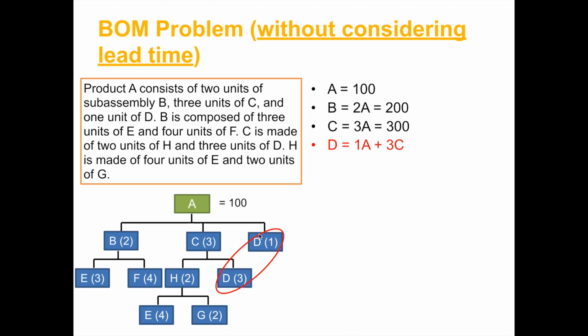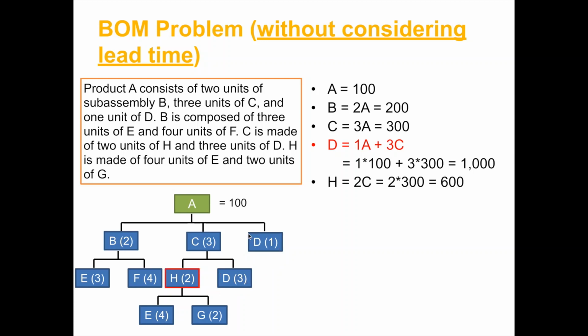Next, component D is utilized to make product A as well as subcomponent C. So we can calculate D is equal to 1 times the number of product A plus 3 times the number of components C, which is 1 times 100 plus 3 times 300 equals 1000. Next, in order to produce H component, we need 2 units of component C, which is 2 times 300 equals 600.